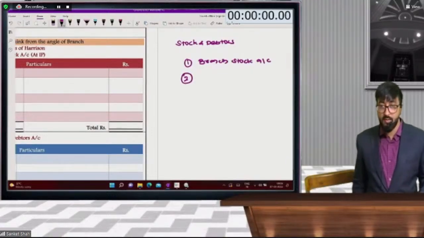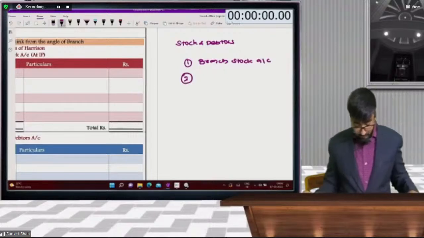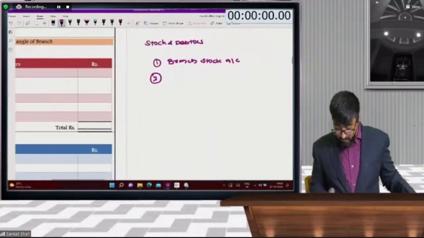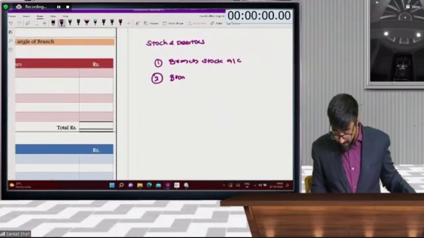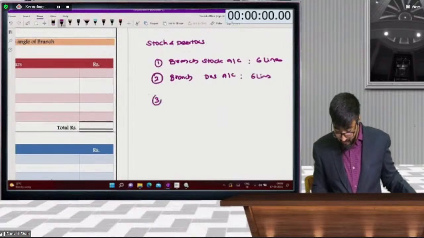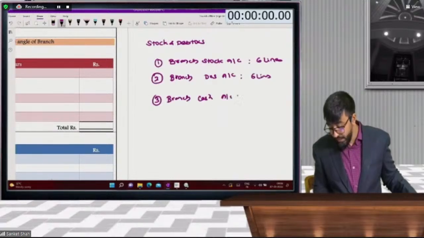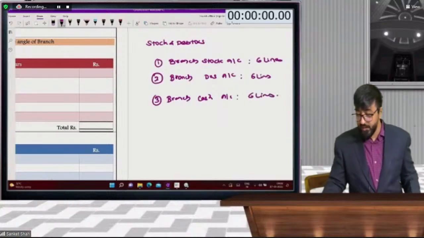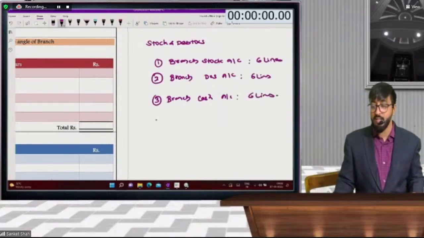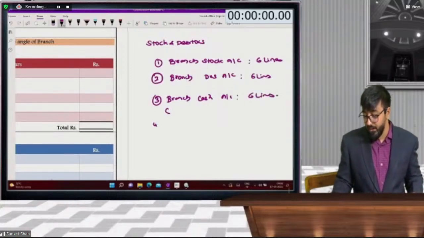Branch stock account. Branch debtors account. See, this is 6 lines, 6 to 8 lines. Branch cash account, 6 lines. After that, no petty cash is involved. Now, I already told you either petty cash or cash. Now, when to open cash account? Because partly expenses are paid by branch.